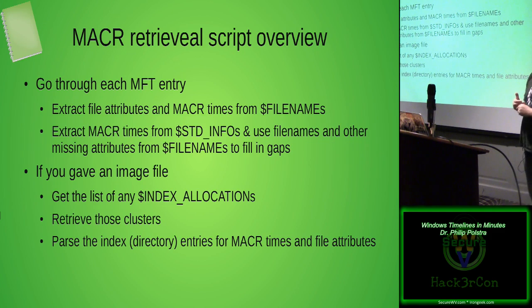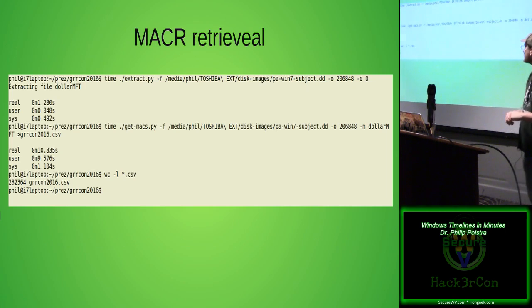So I have a little script, and just to give you an overview of what this script does, it's going to go through every MFT entry. It's going to extract the file attributes and MACR times. And then it's going to get all the standard info attributes and get those MACR times and then fill in some of the gaps, things like file size that are not in the standard info attribute, and have entries for every single time that file's referenced.